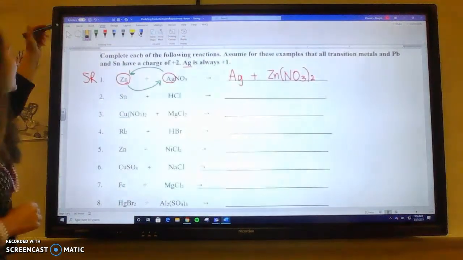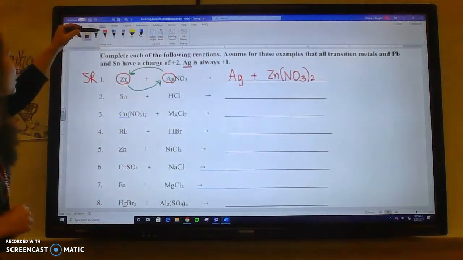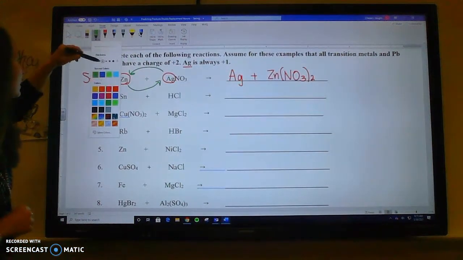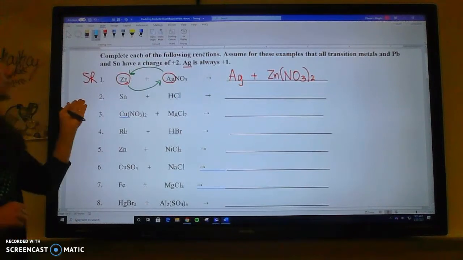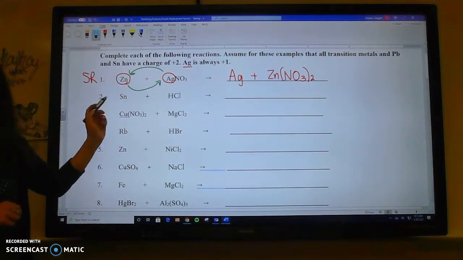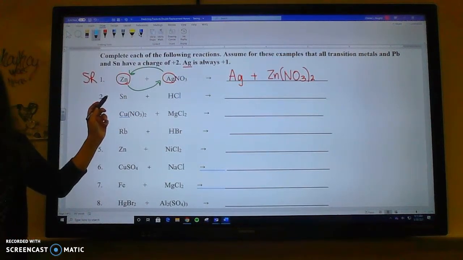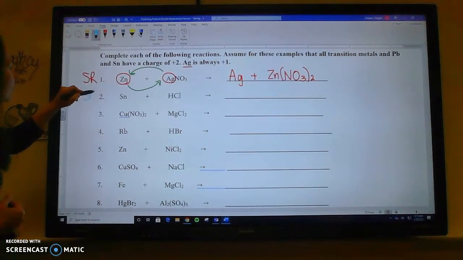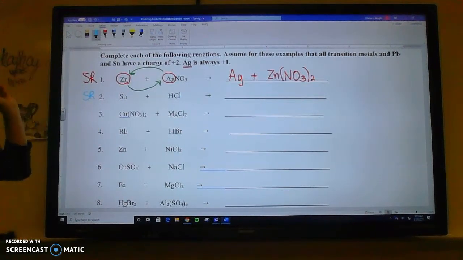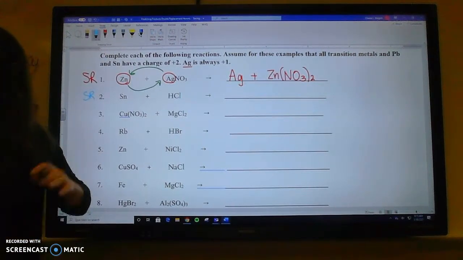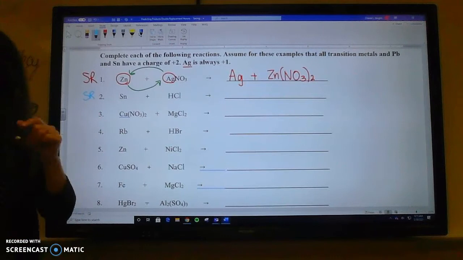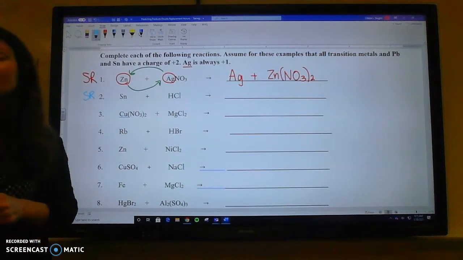Okay, so in the next example, I'm going to switch colors here because I need to make sure this is going to look a little different. So in number 2, we have another element that is single. This is going to be a single replacement again. And by the way, your directions tell you that you need to also balance this. So I'm not going to balance that first one for you right now. We're just focusing on predicting products.